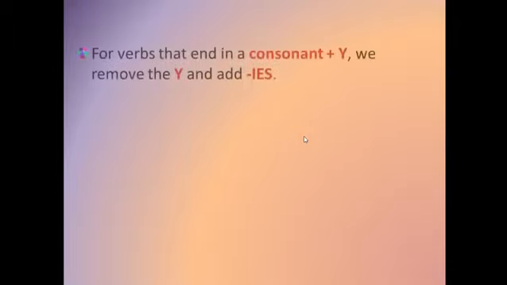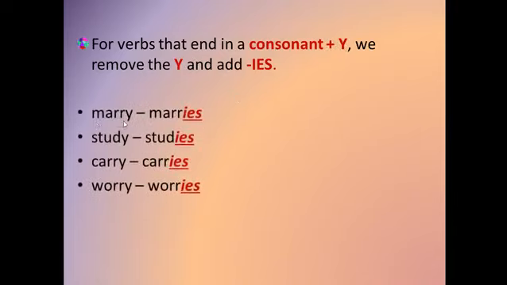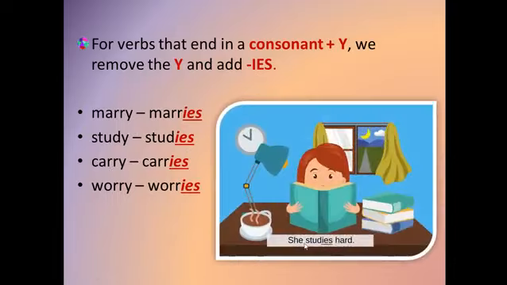Okay, now if my subject is he, she, or it, but my verb ends in a consonant plus Y, consonants we said are all the letters except the vowels, or all the letters that are not vowels, plus a Y, we remove the Y and add IES. For example, he marries. Okay, I have a consonant here, R, and a Y, and my subject is he, so I remove the Y and add IES. She studies. My subject is she, and my verb here ends in a D, a consonant, and a Y, so I remove the Y and add IES. Okay.